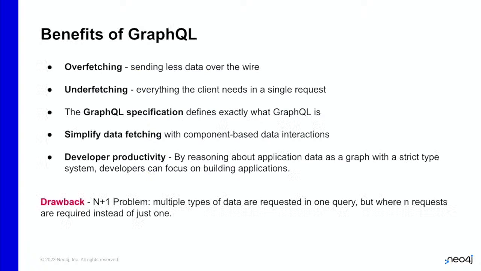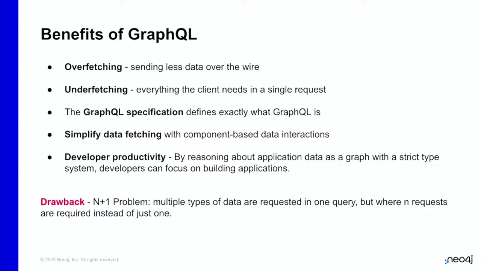So with that as a building block, I just want to highlight a couple of benefits. One of them, we saw that before, is the overfetching and underfetching. So I just send exactly what I request and that's what I get back. And I do it in a single request, not in seven requests. GraphQL has actually a very neat specification where also subscriptions, our topic of today, is described. It's very simple. It helps with developer productivity, but it has a drawback.